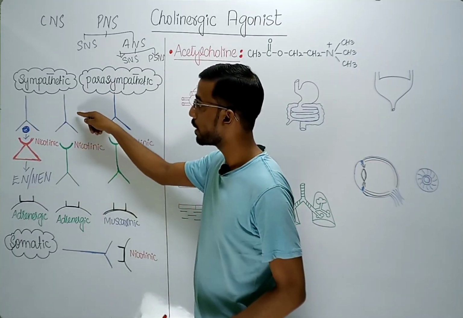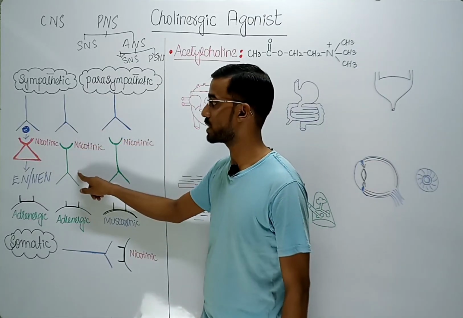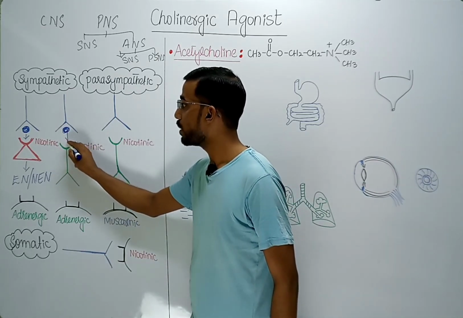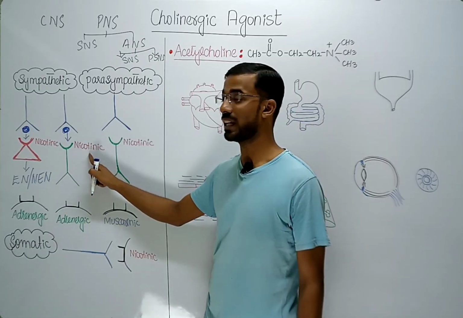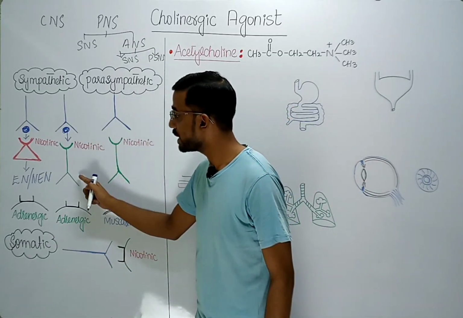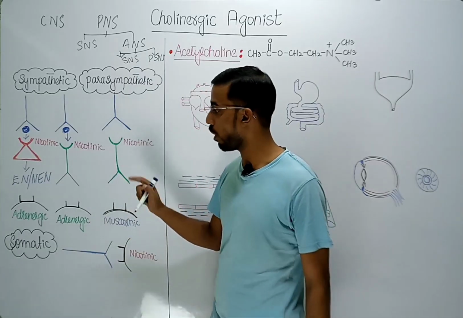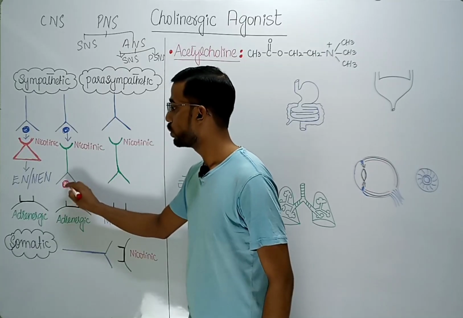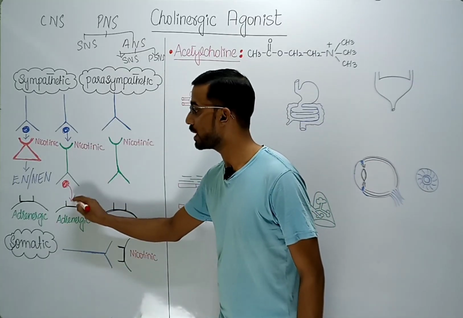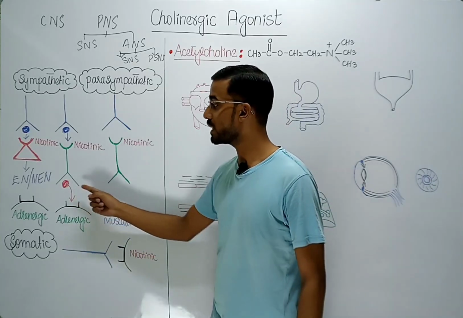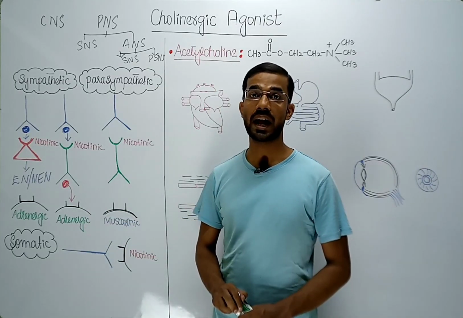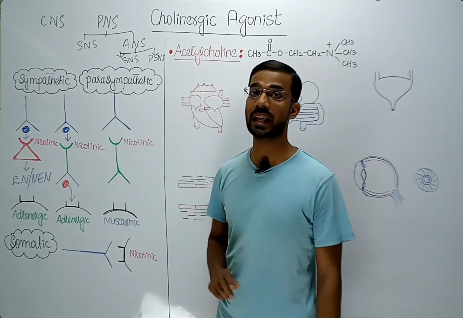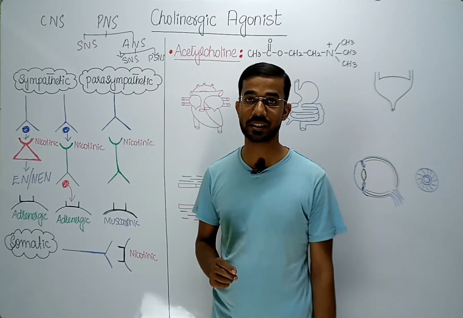The second case is the preganglionic and the postganglionic neuron. The preganglionic neuron also produces acetylcholine, which binds to the nicotinic receptor on the postganglionic neuron. After that, this postganglionic neuron produces another thing, that is norepinephrine. Now this norepinephrine binds to the adrenergic receptor that is present on the effector organs. So this is the pathway of the sympathetic nervous system. These are the two most common cases in the sympathetic nervous system.